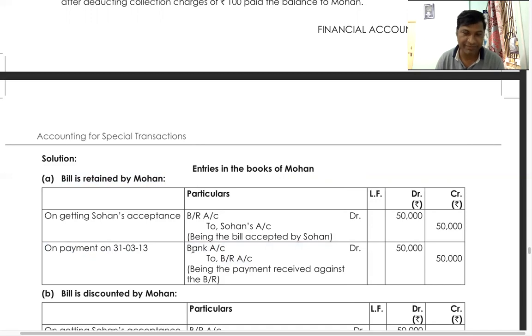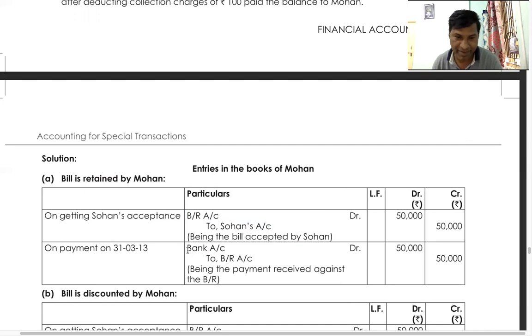Now, when you have written here bill receivable to Sohan, actually our account is debited and Sohan's account is credited. But in our account, we don't write our name, but we write the form through which this benefit is received. It is coming through bill receivable. So therefore, bill receivable is debited and the party who is giving is credited.